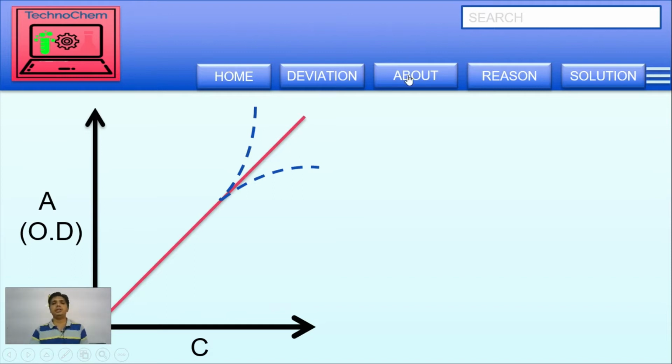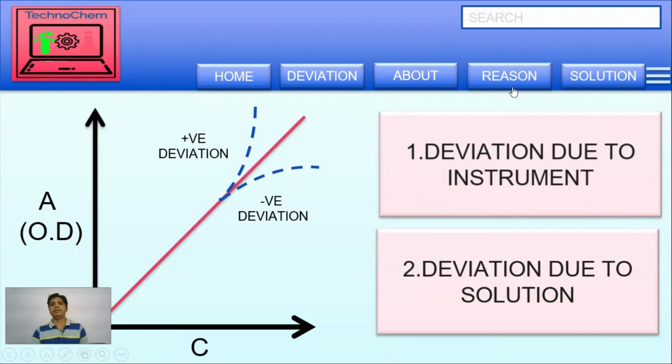What about this deviation? This deviation can be a positive deviation, where the absorbance increases, called positive deviation, and where the absorbance decreases with respect to the linear graph, such deviation is called negative deviation. What are the reasons for this deviation? There are two basic reasons: deviation due to the instrument or deviation through the solution.